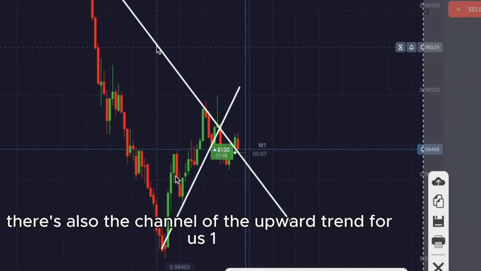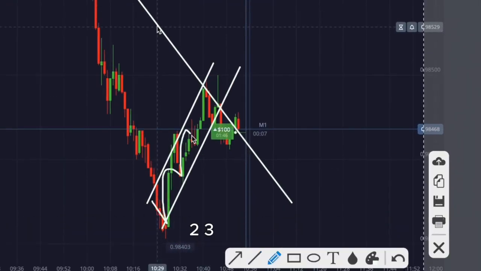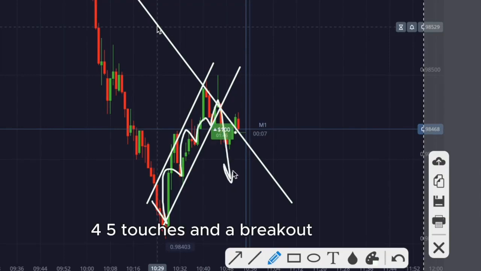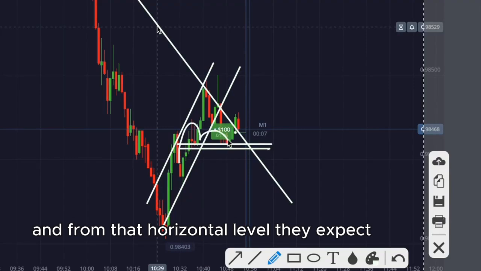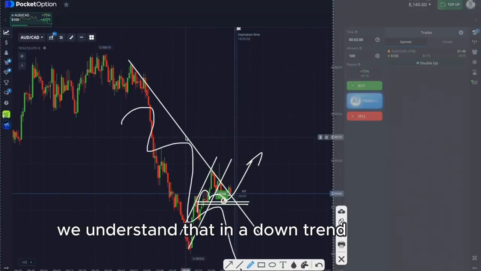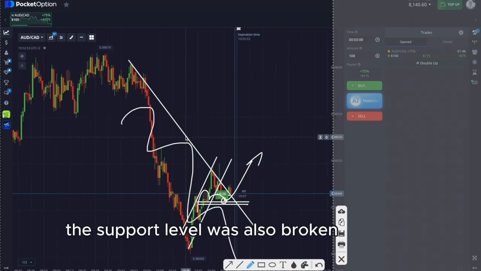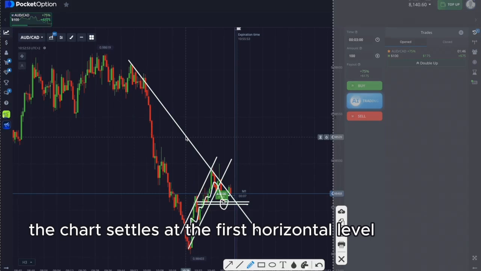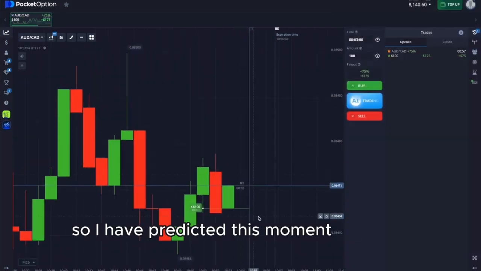Plus, there's also the channel of the upward trend. For us, 1, 2, 3, 4, 5 touches and a breakout. When a breakout occurs, it goes to the first horizontal level, and from that horizontal level, they expect, according to graphical analysis. We understand that in a downtrend, there is a structure where the resistance level is broken, and in a short-term uptrend, the support level was also broken. The chart settles at the first horizontal level, and an upward movement is expected. So, I have predicted this moment.